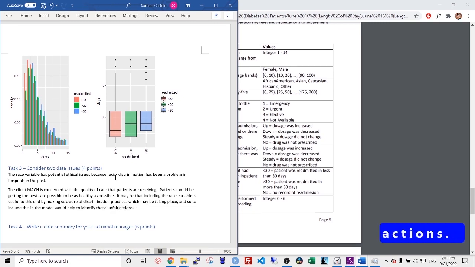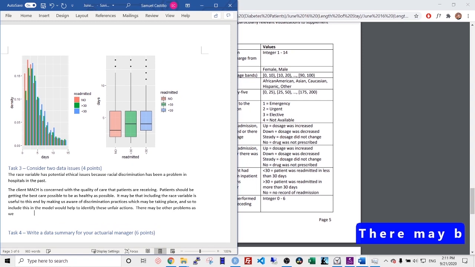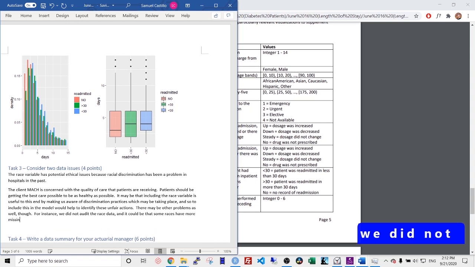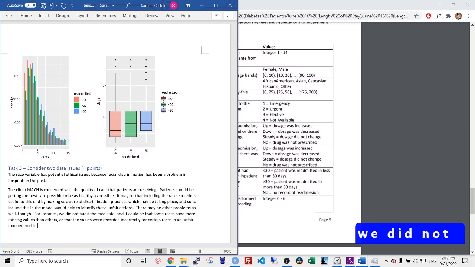There may be other problems as well, though. For instance, we did not audit the data, and it could be that some races have more missing values than others, or that the values were recorded incorrectly for certain races in an unfair manner. And to include this variable would introduce prejudice into the model.